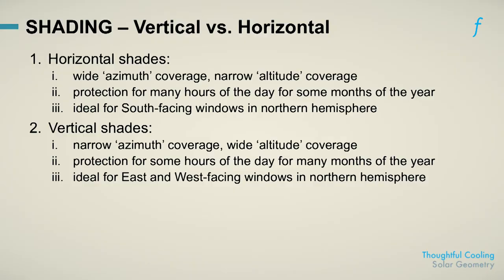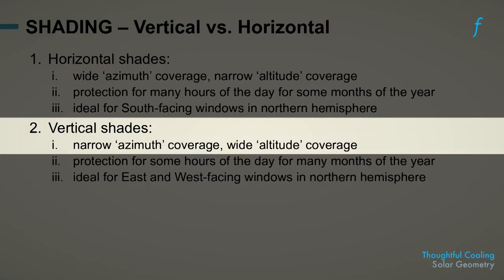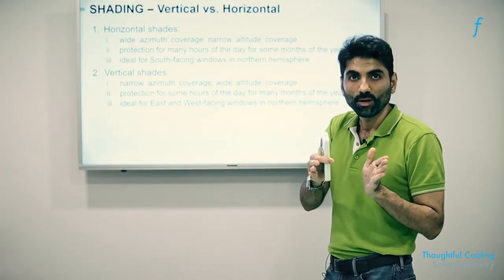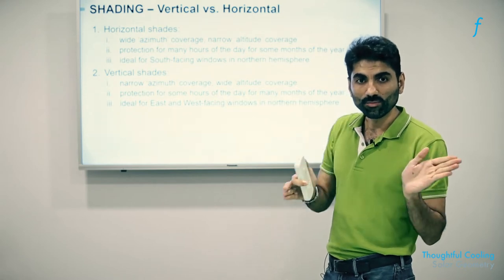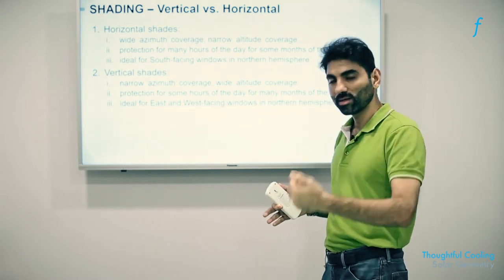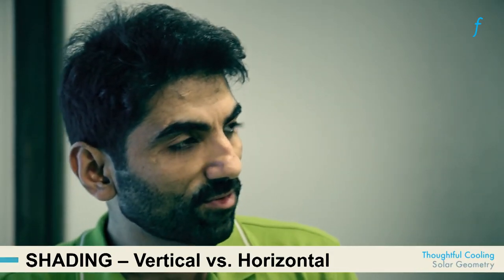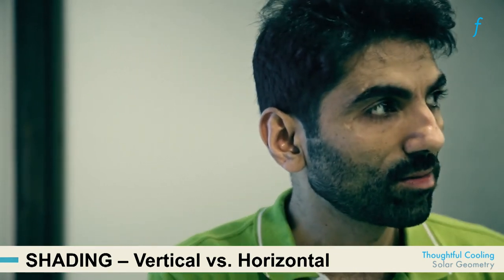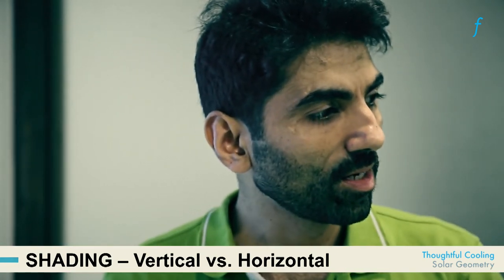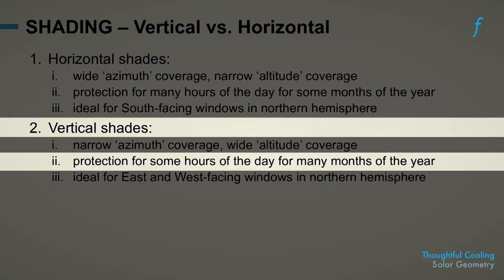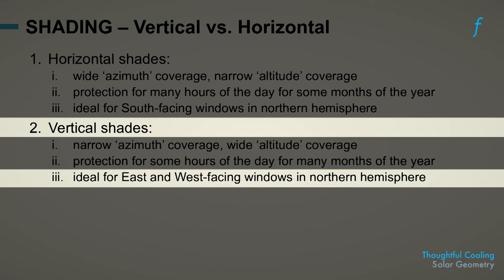So let's get to the vertical shades now. It says that you get narrow azimuth coverage, which means it only works for a few hours of the day, because the moment the sun has gone beyond that azimuth, the sun starts coming in, right? So what one would do is first have a certain facade where you limit that low angle sun, eastern and western, and then provide short vertical shading devices. They provide some hours of protection for many months of the year, and it's ideal for east and west facing windows in the northern hemisphere, right?